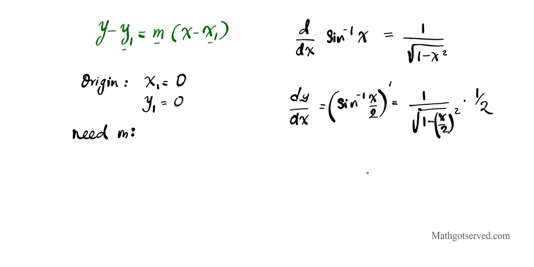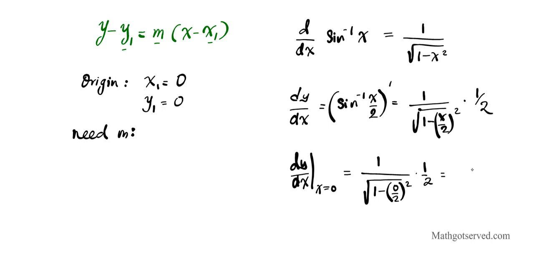We're evaluating the slope at x equals 0, so let's not bother simplifying this. Let's just plug in x equals 0. The slope of the tangent line at the origin, where x equals 0, is 1 over the square root of 1 minus 0 over 2 squared, times 1/2. This is 1 over 1 times 1/2, which equals 1/2. So the slope is 1/2.